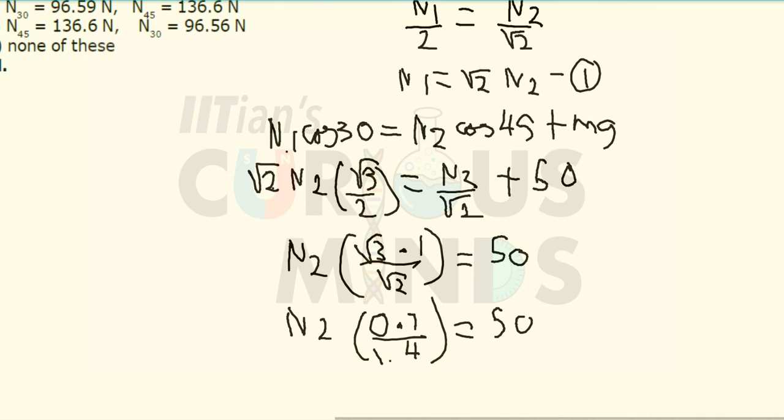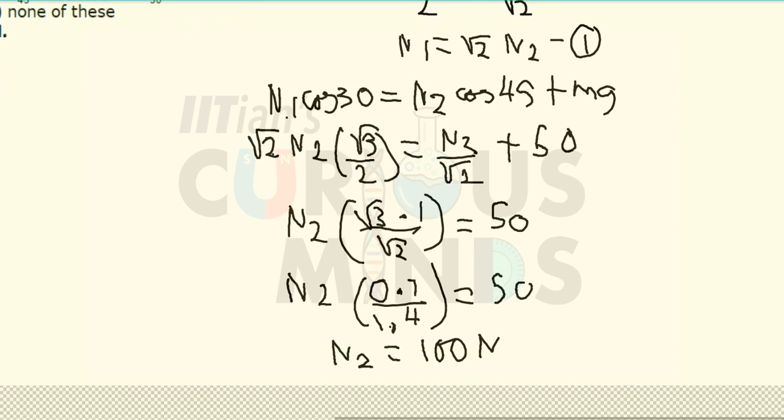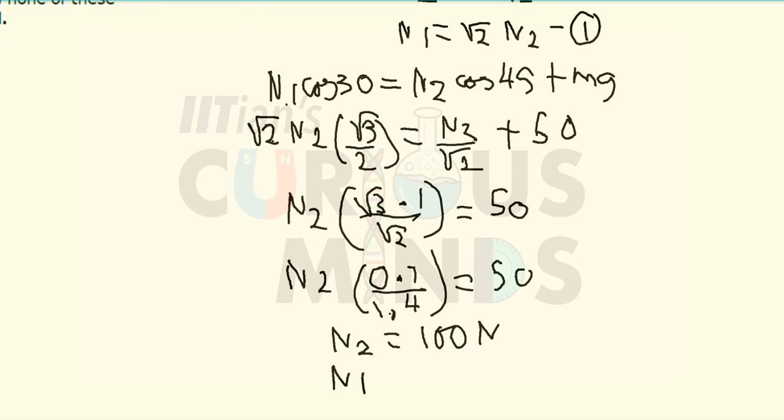So if you see, roughly the answer will be 2 times, or 1 by 2 times, 0.7 divided by 1.4 will be roughly equal to 1 by 2. Okay, I have approximated many values. So 2 into 50 will be equal to 100. So I should get n2 approximately equal to 100 Newton. Okay, and n1 will be equal to root 2 times n2. So root 2 is equal to 1.4, so it should be approximately equal to 141 Newton.